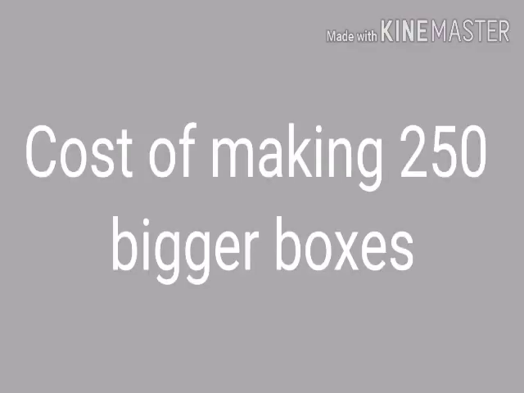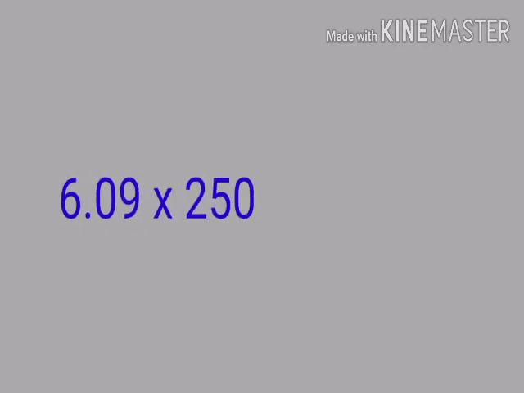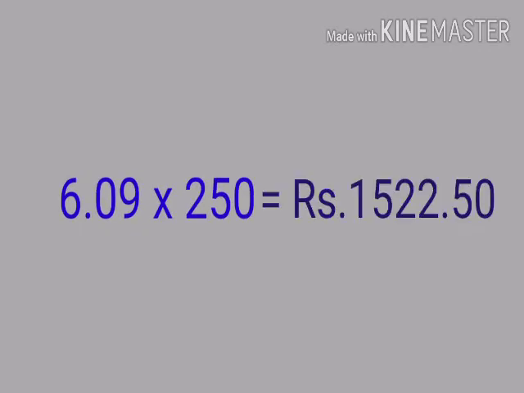So the cost of making 250 big boxes equal 6.09 into 250. That is equal 1522.50 rupees. In the same way, we have to find the smaller box.